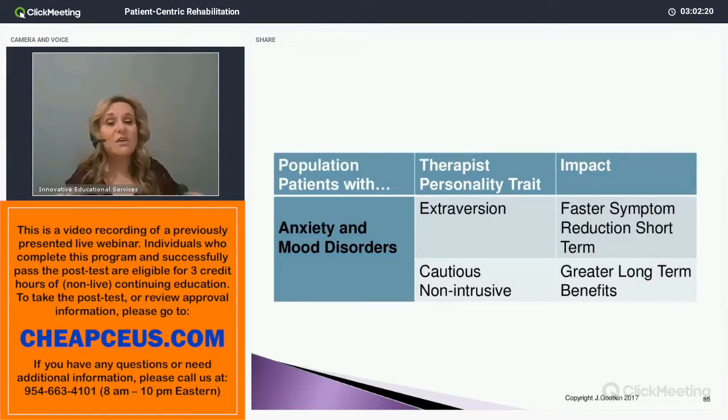So I think for ourselves that we all probably possess all these different traits, and we may need to tap into them at different times during our rehab with patients.